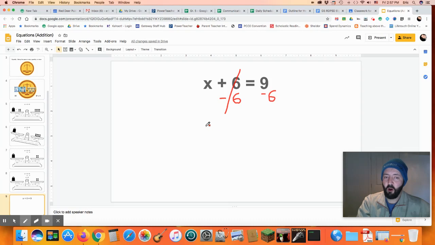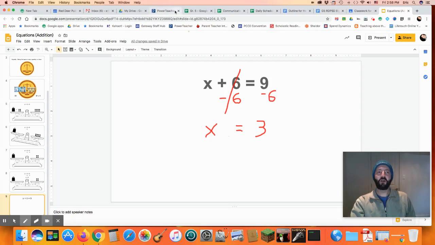So all we're left with on this side is our mystery bag, or our variable, x. And if we started out with 9 objects, or 9 black squares on this side, but then we take 6 of them away, we would have 3 of them left. And that right there, my friends, is how you solve an algebra equation involving addition.